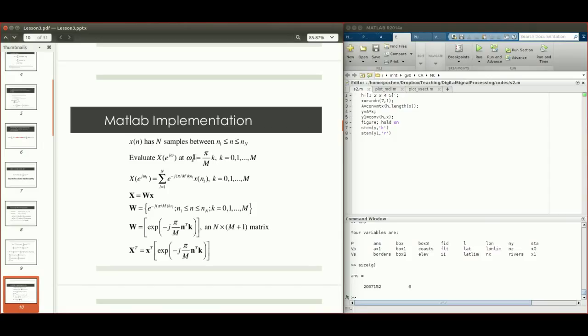And how many points does it have? How many samples do we have? We have M plus 1 samples here, because k goes from 0 to 1 to M, so it's M plus 1 samples.